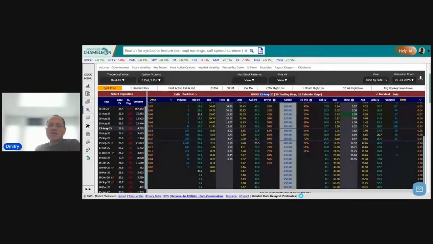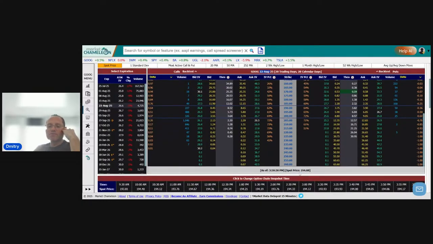Let's say we were looking at a particular call in Google, this 205 call. We see that it's a little bit out of the money. It's 5.6% out of the money. The stock is $194, and the strike is 5.6% above that, higher than the current stock price. We also see that there are 20 trading days and 28 calendar days until this option expires.